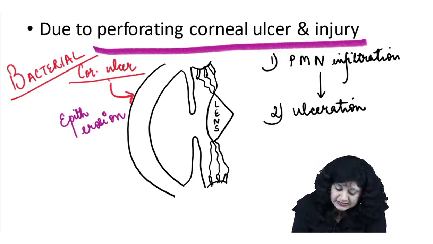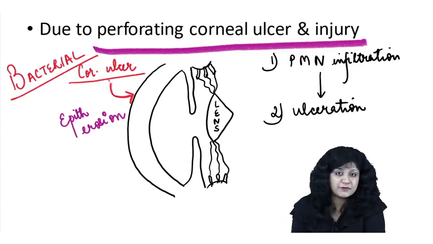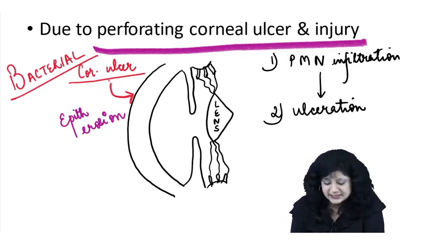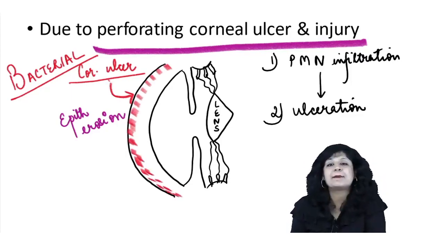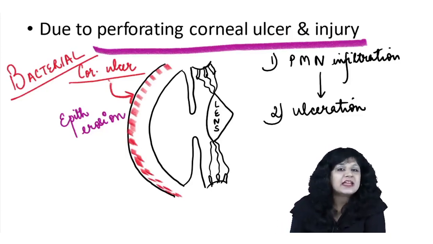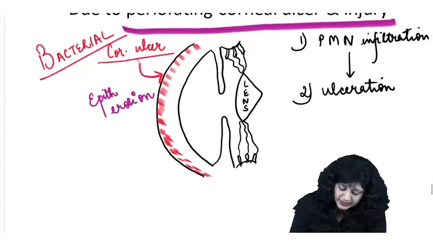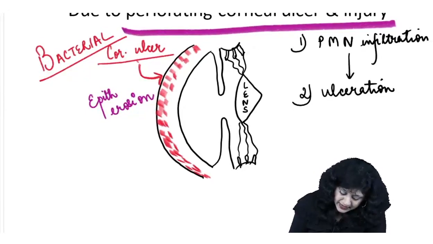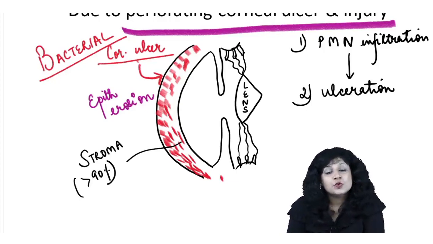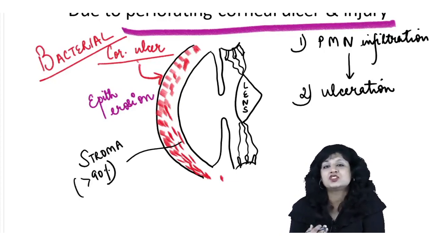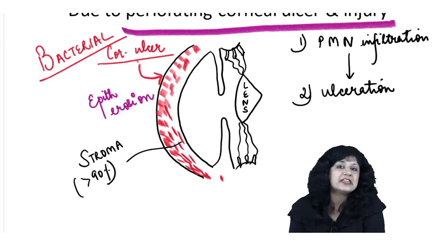Yes? Now because it is a polymorphonuclear infiltration, that is your inflammatory cells, I'll be representing them with the red color. So it is starting from the epithelium, slowly and gradually it is going to the deeper layers, to the Bowman's membrane, then to the stroma. And you know that this stroma is accounting for more than 90% thickness of the cornea. So once it has crossed this stroma, the chances of perforation become very, very high.